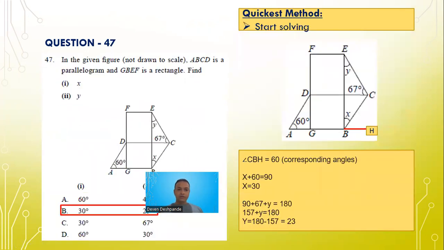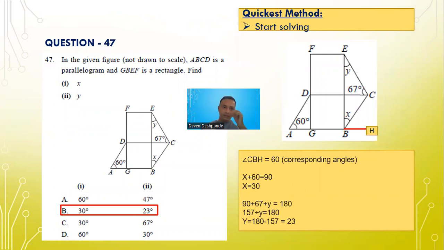Okay, next one. Question number 47. In the given figure not drawn to scale, ABCD is a parallelogram and GBEF is a rectangle. Find X and Y. Easy one. So angle CBH is 60, isn't it? Here it is given. Because corresponding angles DAG is same as CBH. ABCD is a parallelogram, so DA is parallel to CB, and because this is 60, this angle CBH is also 60.